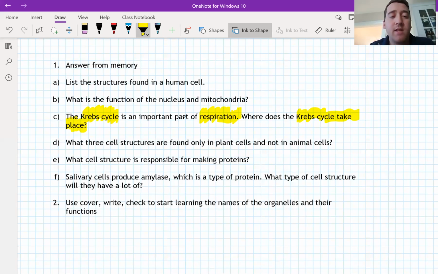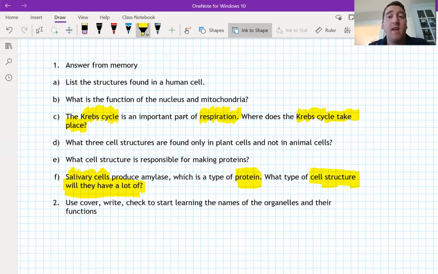F, salivary cells, these are cells in your mouth that produce saliva, produce amylase, which is a type of protein. Oh, key thing here. Okay, salivary cells, they make protein. What type of cell structure will they have to have a lot of? Well, it's in a roundabout way there, it's asking you what type of cell structure makes proteins, because if we're going to need to make a lot of protein, we're going to need to have a lot of the thing that makes protein. So what part of the cell makes protein?